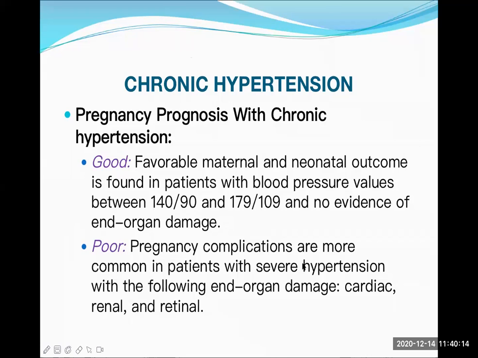Poor pregnancy outcome would occur in this situation. Now, pregnancy complications are more common in patients with severe hypertension with the following end organ damage like cardiac, renal, and retinal. Retinal means eye complication. So what are these? Let's talk about that.